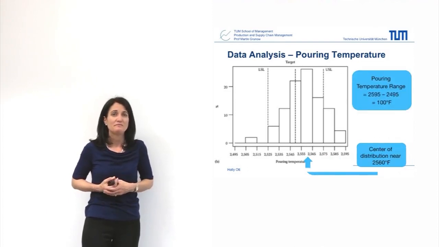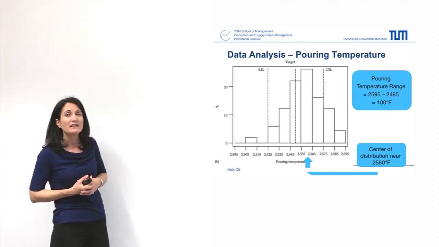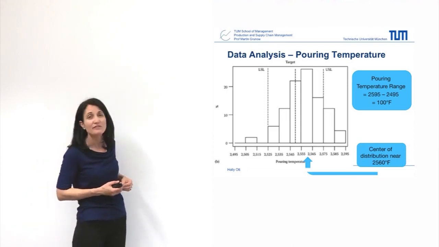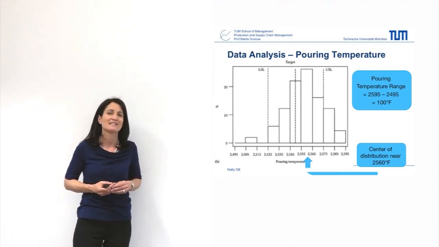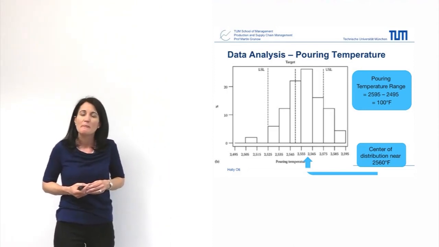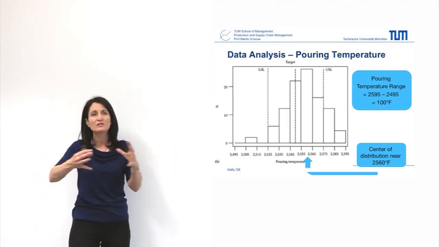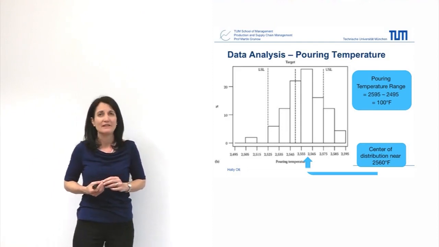So, roughly speaking, it looks about 10 degrees higher than target. Instead of 2,550, you're centered closer to 2,560. So, that should indicate to you that the estimation of a 20 degrees drop is incorrect. But we'll come back to that later.